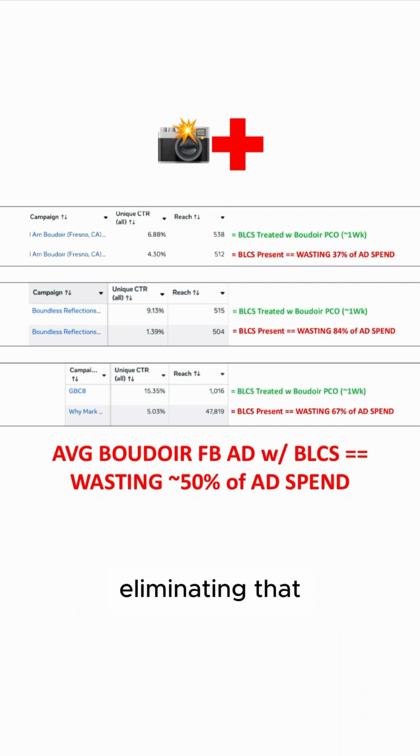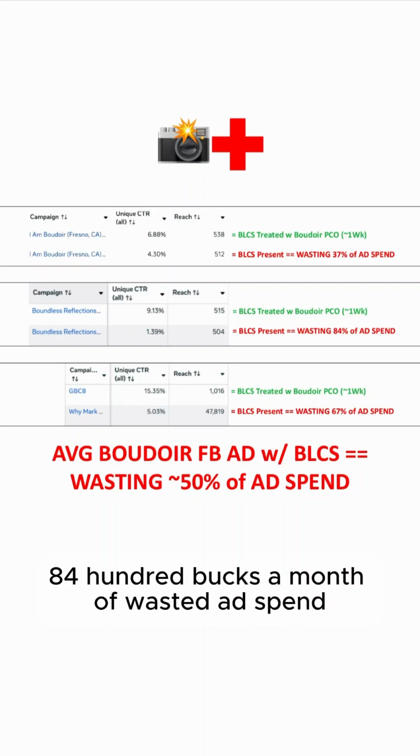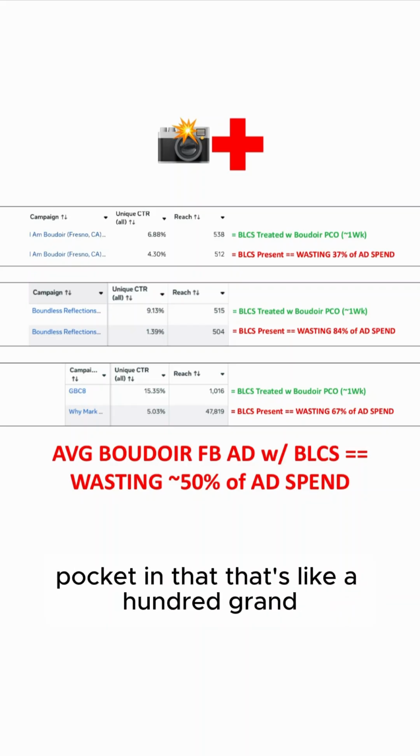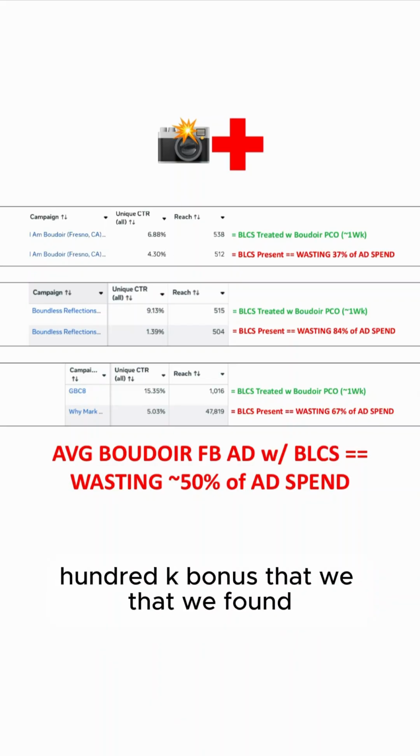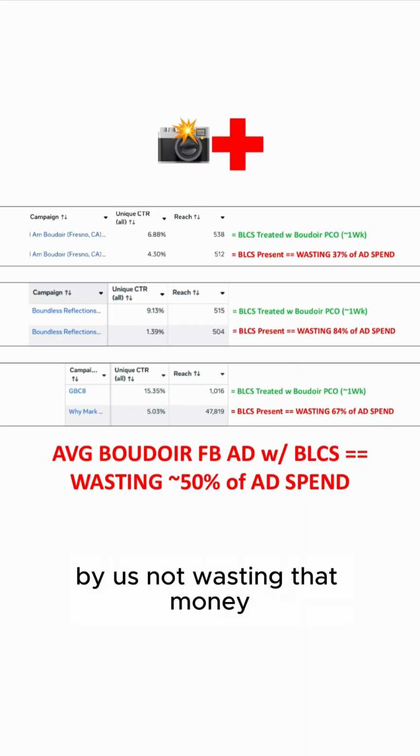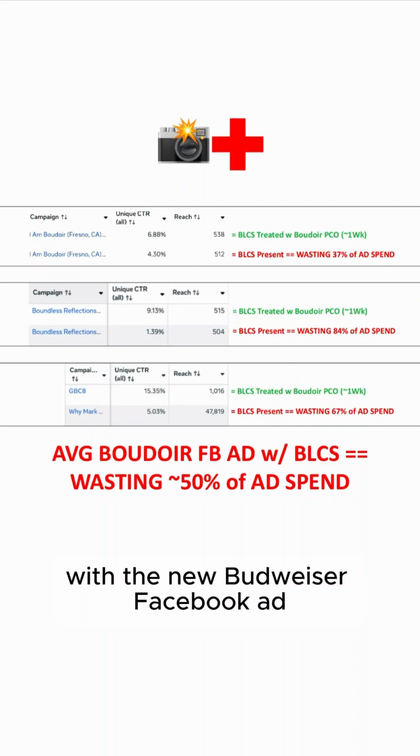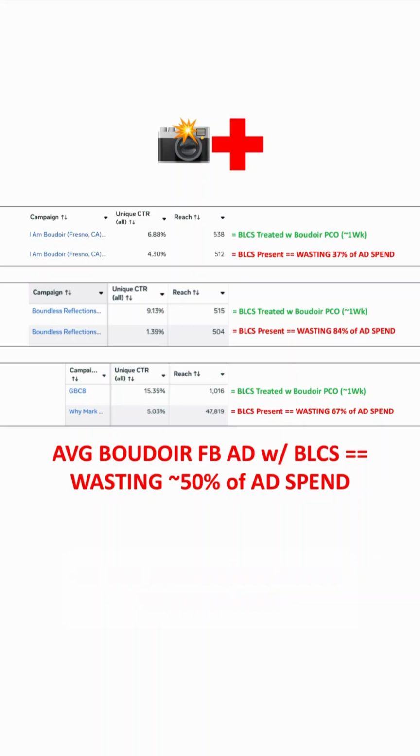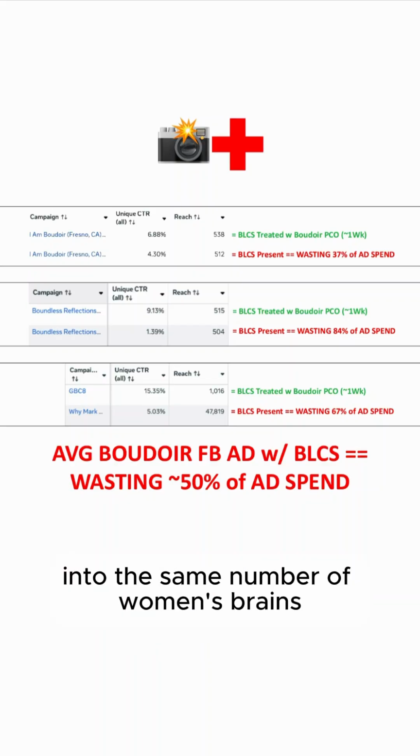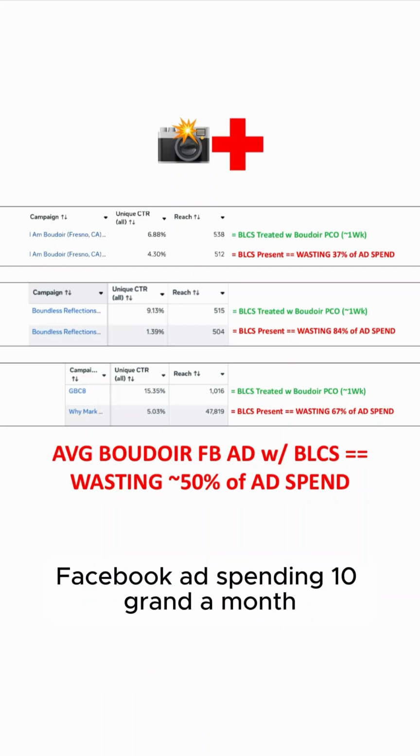So what are we doing here? Eliminating that $8,400 a month of wasted ad spend, pocketing that. That's like 100 grand, a 100K bonus that we found by not wasting that money and spending $1,600 a month with the new Boudoir Pico treated ad. We're getting our ad into the same number of women's brains as the original Boudoir Facebook ad spending 10 grand a month.